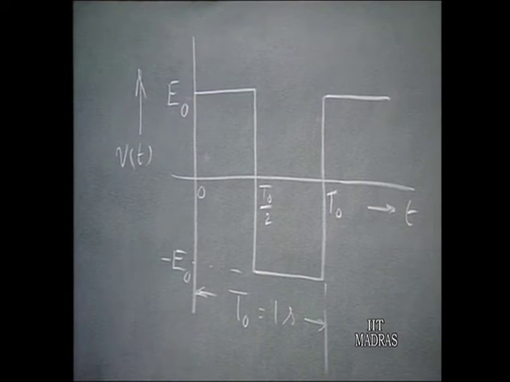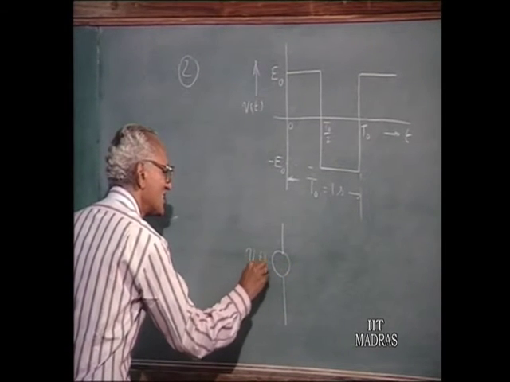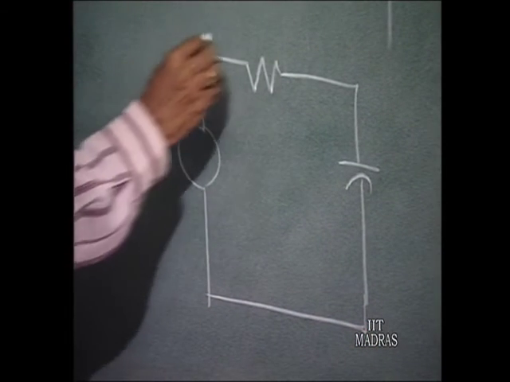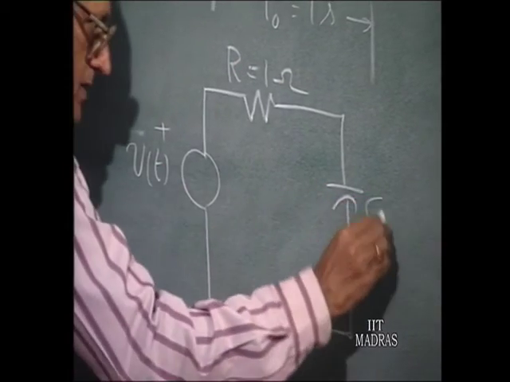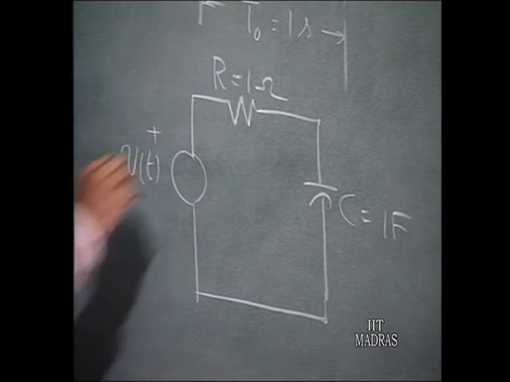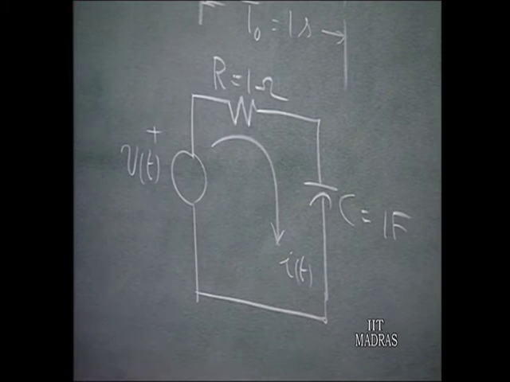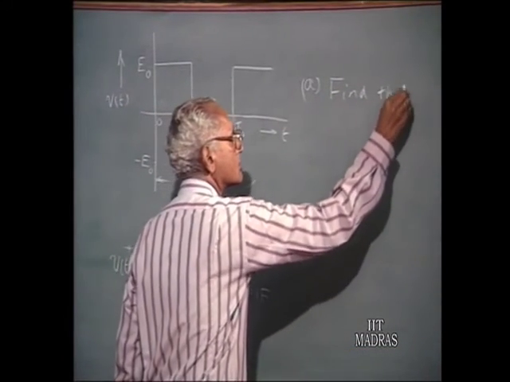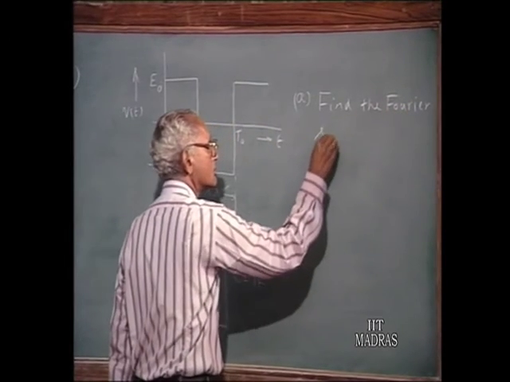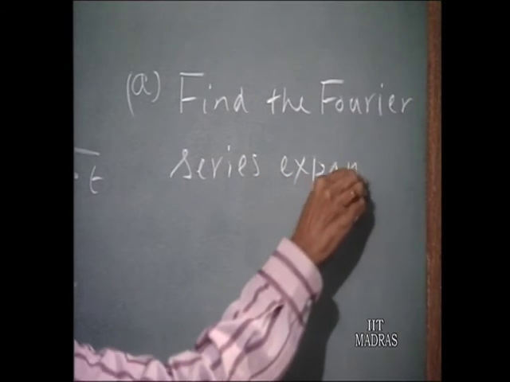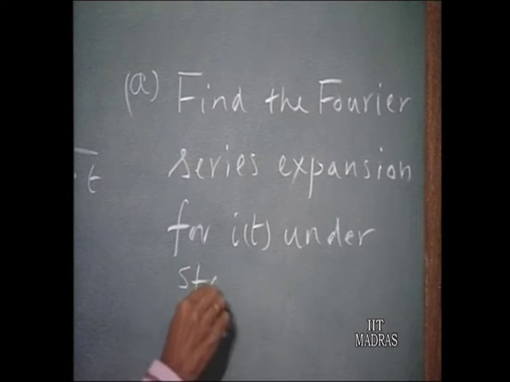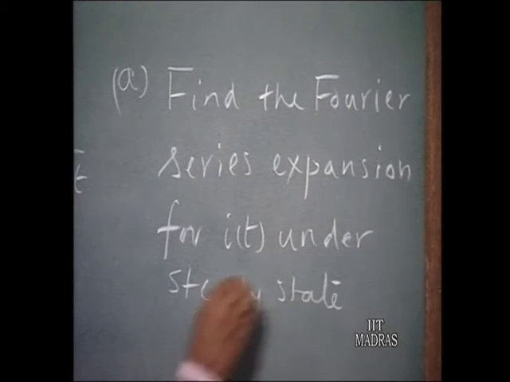Now, if a voltage having this type of waveform V of t is given to an RC circuit containing a resistance of 1 ohm and a capacitor of 1 farad, let under steady state a current I of t flow through the circuit. So, this type of waveform is given to this circuit. You are asked to find the Fourier series expansion for I of t under steady state. That is the first part of the question.